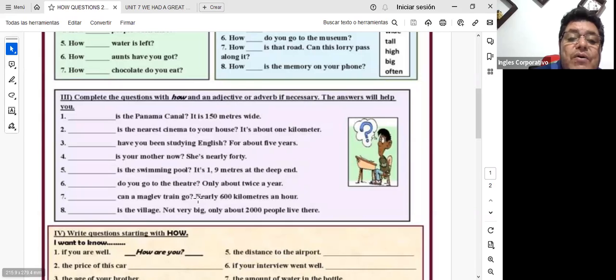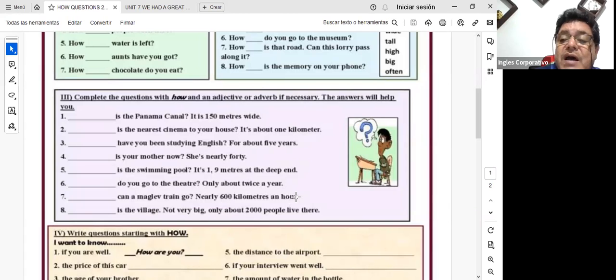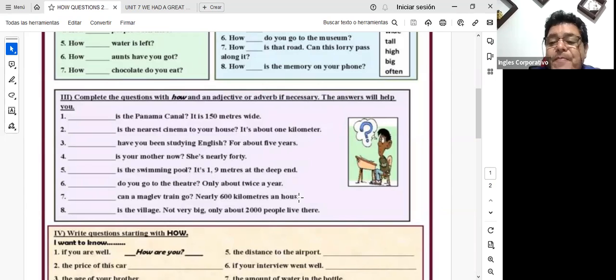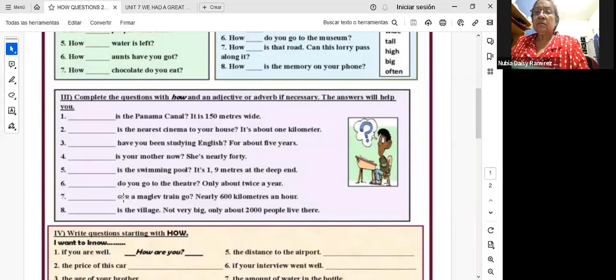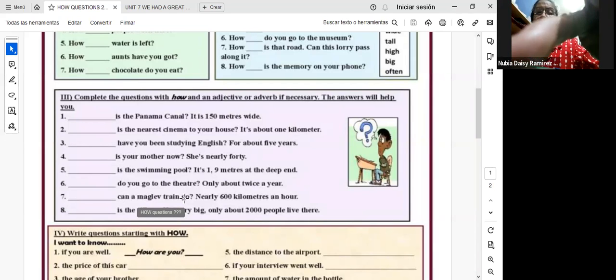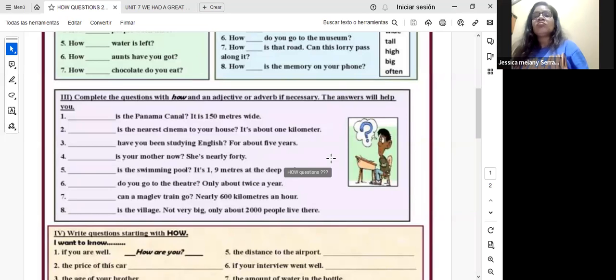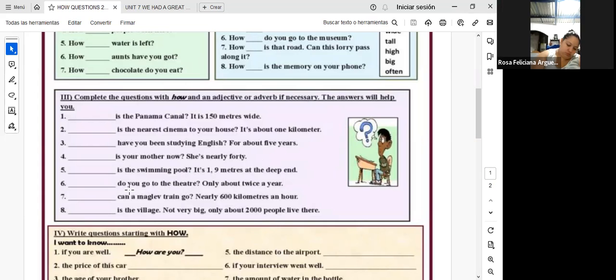Can a maglev train go nearly 600 kilometers an hour? Remember, 600 kilometers an hour. For example, you say, I run 5 kilometers an hour, I run 10 kilometers an hour. I run very fast. So the question should be, how fast? How fast can a maglev train go? Nearly 600 kilometers an hour. Okay, the last one here.